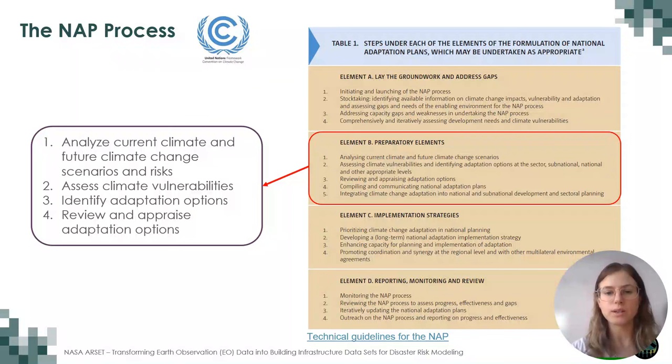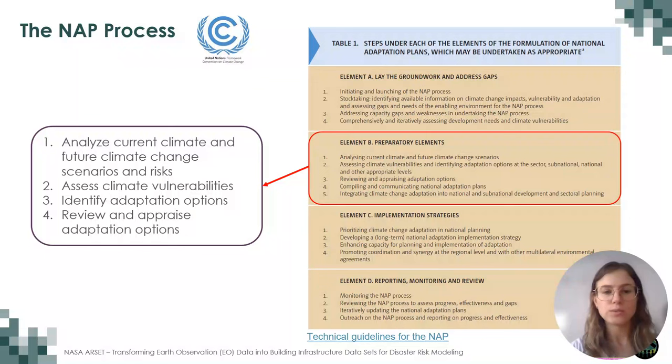This is a table that I got from the technical guidelines for the NAP. You have a link here. I invite you to go and check them out. They're very interesting, and it's important for you to learn more about this process that has different elements. Today, with this presentation, we're going to focus more on the technical part, on element B, preparatory elements, where we have these four main steps that we will review.